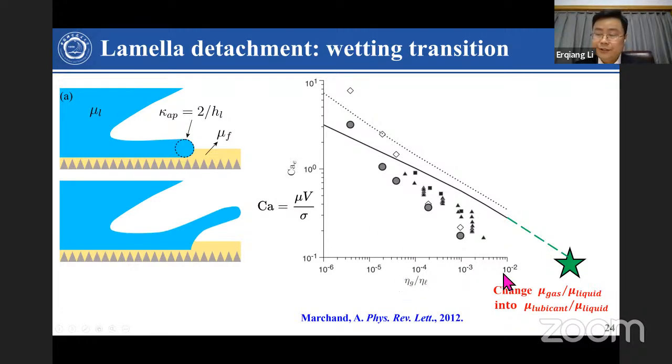If you increase this ratio, then the critical capillary number needed to make this lamella lift up is reduced. It can be understood like this: if the gas is more viscous, it is more difficult to push this gas away, so the lamella will be easier to lift up. So you need a lower velocity of the droplet for the lamella to be lifted up. So it's very reasonable. But the difference is here, when we use the slip surface, there is only a thin layer of oil, right?